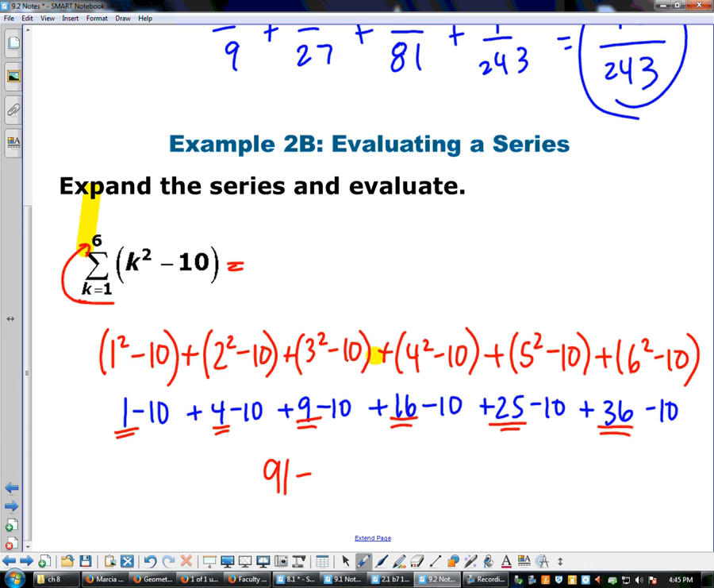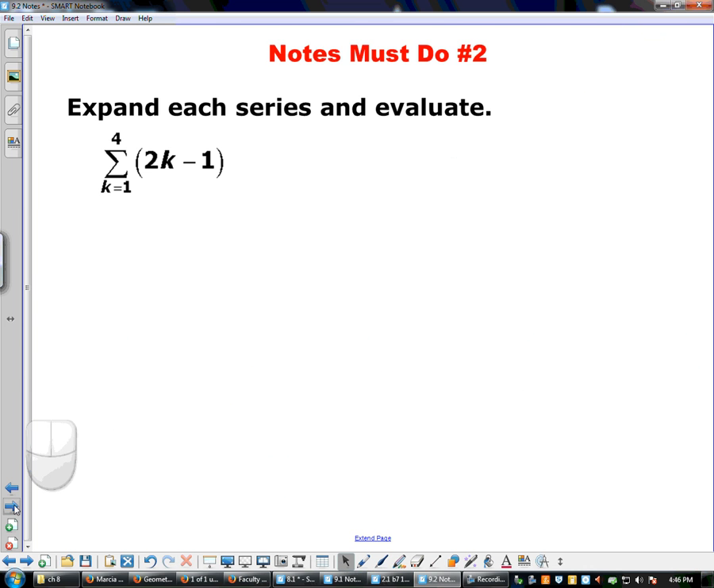Mrs. Pesik's checking for me. Now, how many 10s am I going to have to subtract? Well, minus 10, 20, 30, 40, 50, 60, minus 60 from that total. So we're going to end up with a grand total that this is equal to 31. Okay, just a way for us to expand that series.